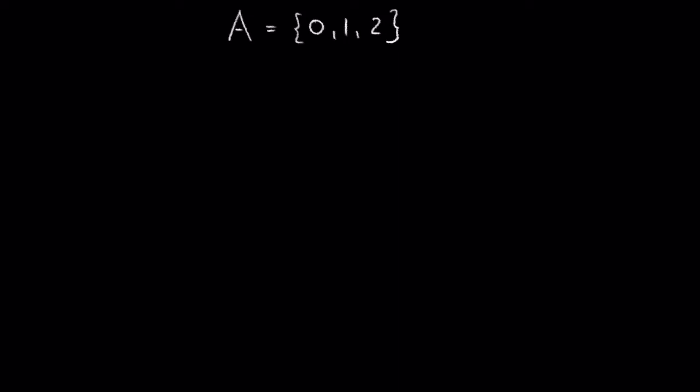Let's list the empty set first, because it's a subset of any set. You can also write it as the slashed 0, which has the same meaning. The empty set contains no elements. Every set is a subset of itself, so we have the set A as a subset of itself.